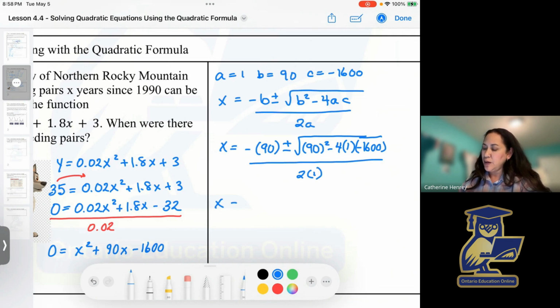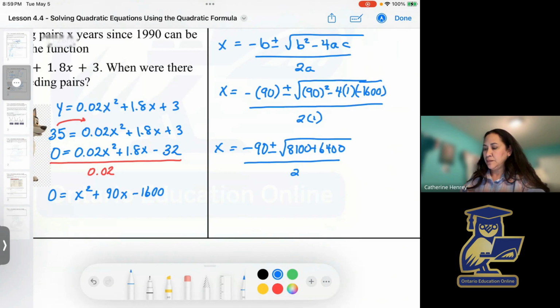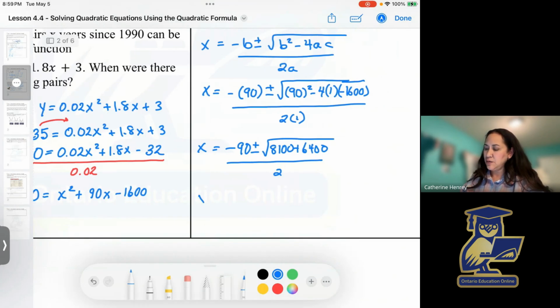We keep simplifying. We have negative 90 plus or minus the square root of 8,100 plus 6,400 all over 2. Keep moving on from here. X is equal to negative 90 plus or minus the square root of 14,500 divided by 2.